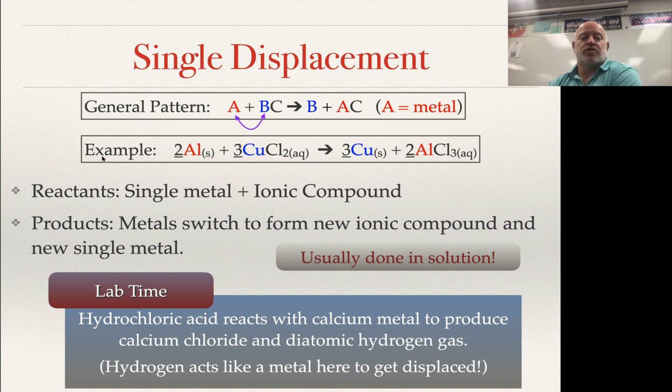Okay, so in our example, we see aluminum again. That's going to be our A. Copper is going to be our B. And chlorine is going to be our C. And aluminum and copper are going to trade places. So copper ends up by itself, and aluminum ends up in the compound. Okay, you'll notice some little things like the subscripts could change. The states of matter can change. None of those things are going to really affect how we identify the reaction types because our general pattern still holds. We have a single plus a compound making a different single plus a new compound, okay?